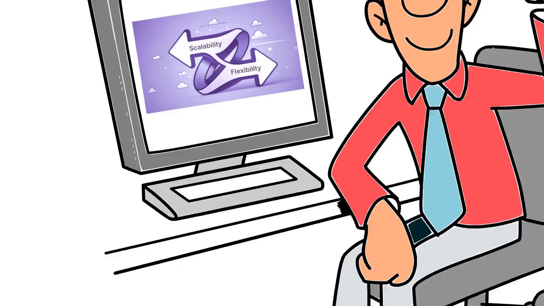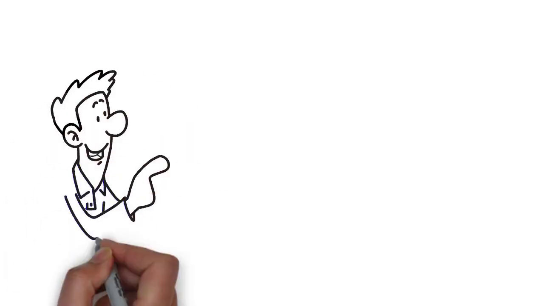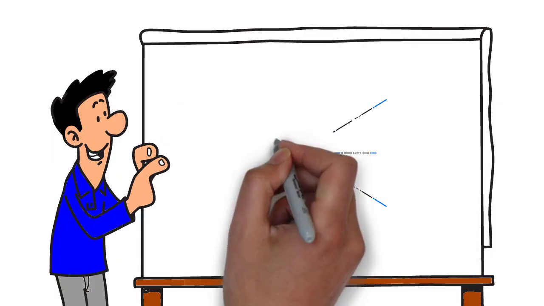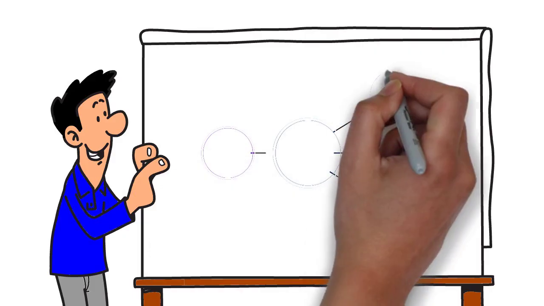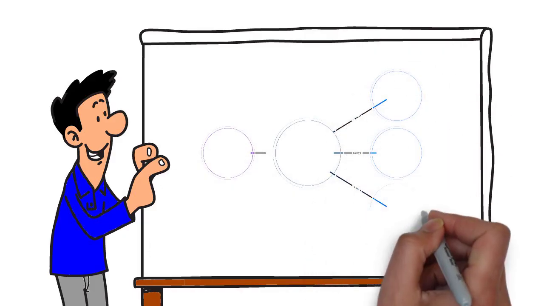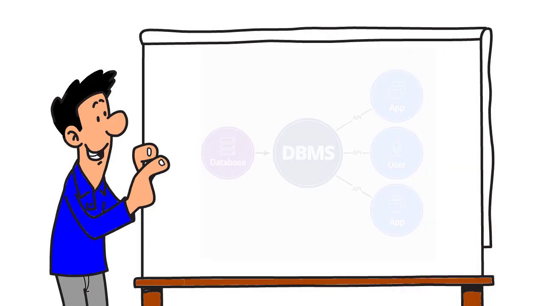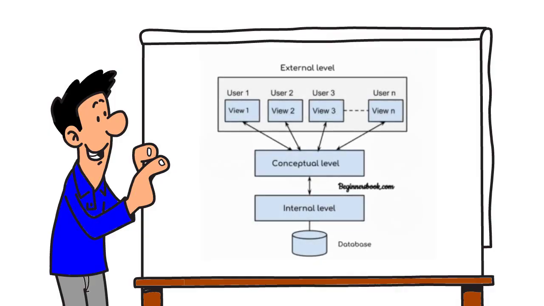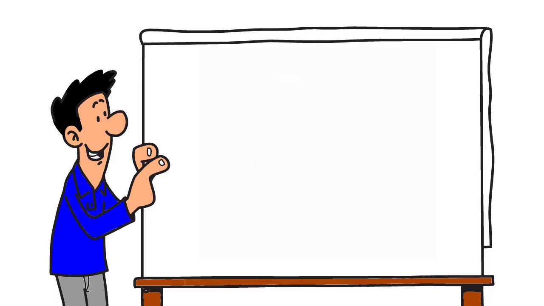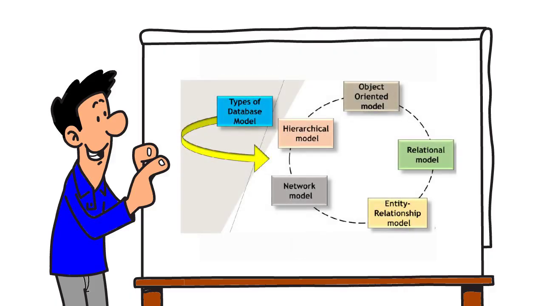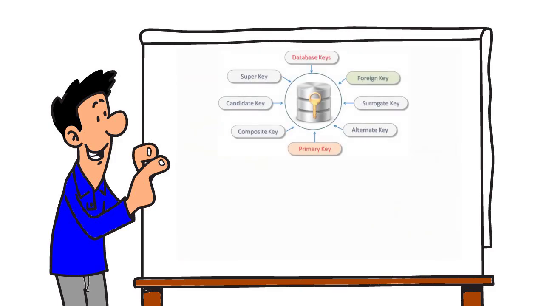Let's quickly recap everything we've just covered. We started with the basics: what a database is, and why DBMS is far superior to traditional file systems. We explored the three-level architecture that provides abstraction between physical storage and user views. We discussed data models, from hierarchical and network to relational and object-oriented. We designed ER diagrams and converted them into relational tables using keys and constraints.